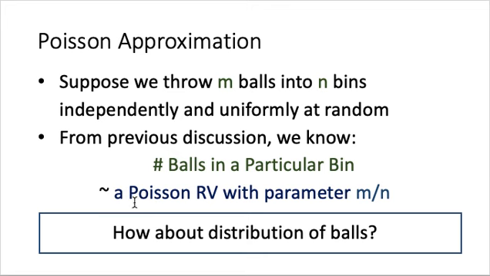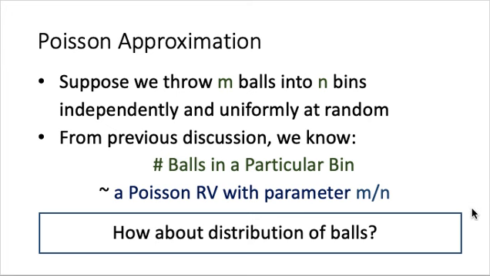So suppose that we are going to throw n balls into n bins independently and uniformly at random. So this is the standard balls and bins model. From our previous discussion, the number of balls in a particular bin turns out to be very similar to a Poisson random variable with parameter m over n.